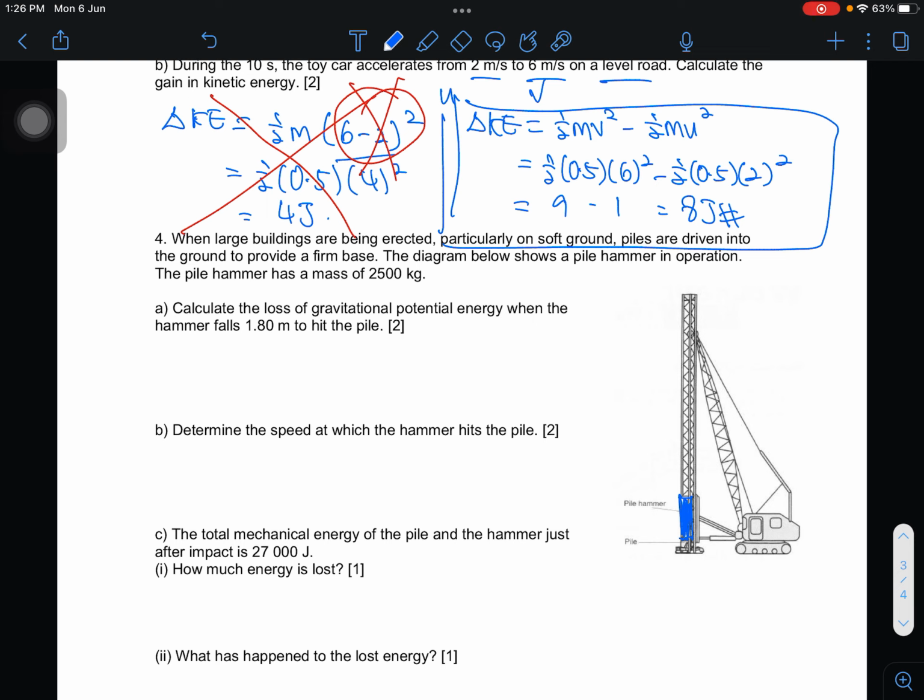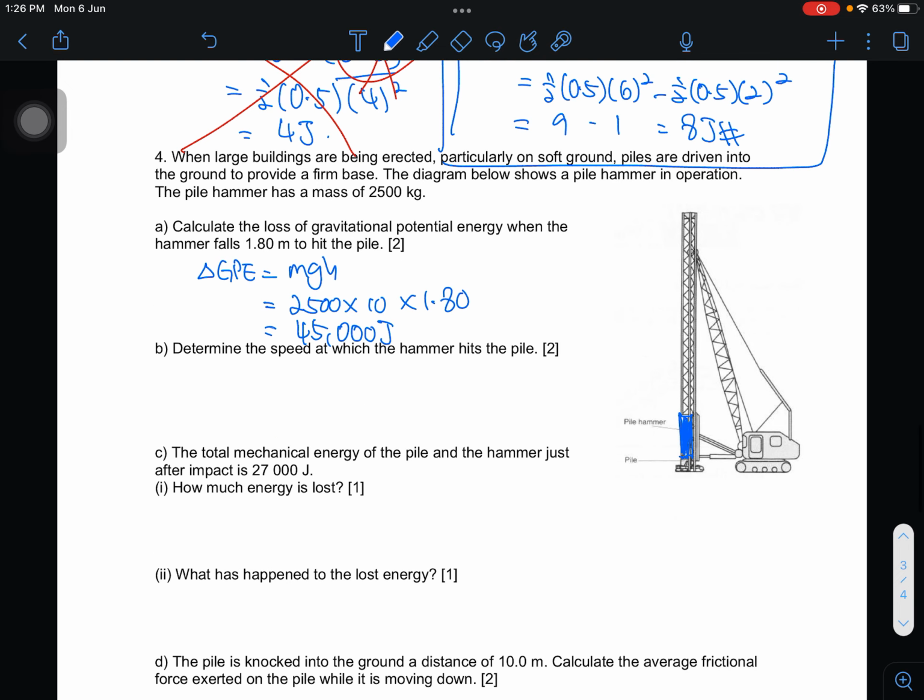Calculate the loss of GPE when the hammer falls 1.8 meters. So loss in GPE is mgh: 2,500 times 10 times 1.8 is 45,000. So by dropping the hammer down a height of 1.8 meters, it loses 45,000 joules of energy. Determine the speed at which the hammer hits the pile.